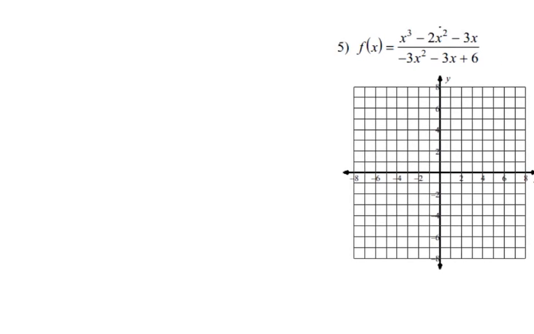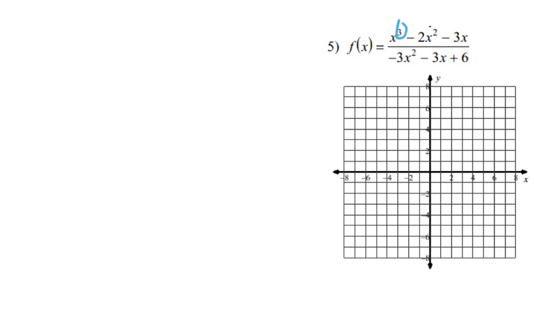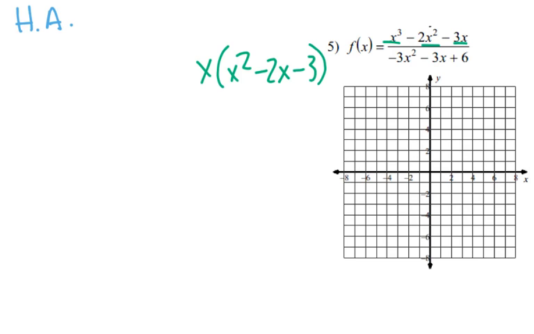Now let's take a look at number 5. Okay, now we've got the highest degree up top is bigger than the bottom. That's the slant asymptote. So to figure this one out, we have to simplify as much as possible. So I can pull out an x, so I get x times (x squared minus 2x minus 3) over, we can pull out a negative 3, times (x squared plus x minus 2).